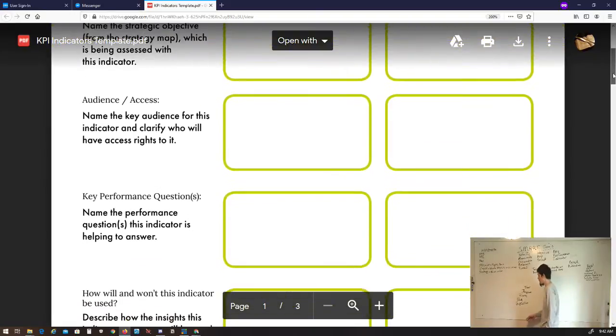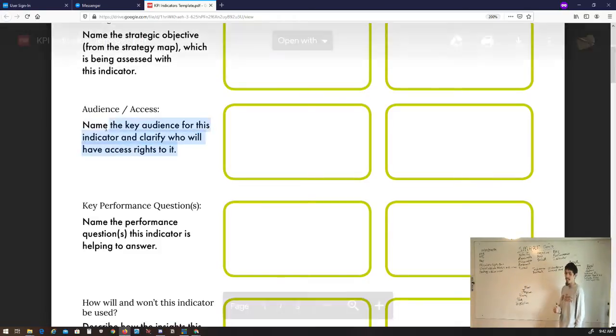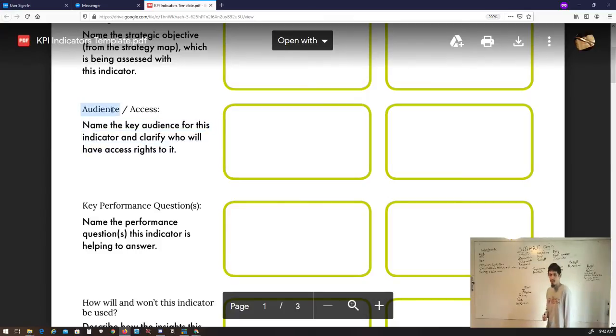So that's our... Daniel, I forget what it's called. Our avatar. That is a great guess. I was thinking that too when I first saw it, but actually, we're talking about KPIs. So for identifying the key audience for the indicator.